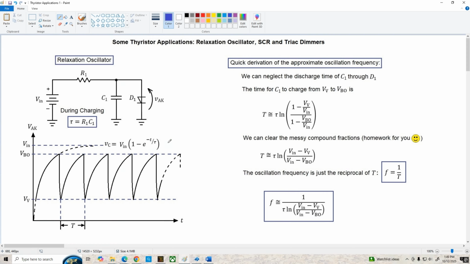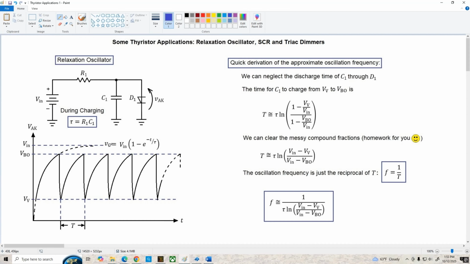Now let's take a look at how we can derive equations for the period and frequency of this waveform. We're going to make a simplifying assumption at the outset, and that is we're going to disregard the time interval it takes to discharge the cap from the breakover voltage to the valley voltage. When the four-layer diode turns on, it's got very low internal resistance, so it'll discharge this capacitor very quickly, and this time interval is so short that we can neglect it without adding too much error to the analysis.